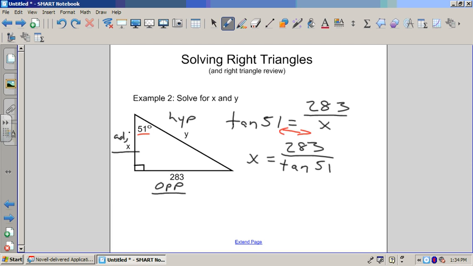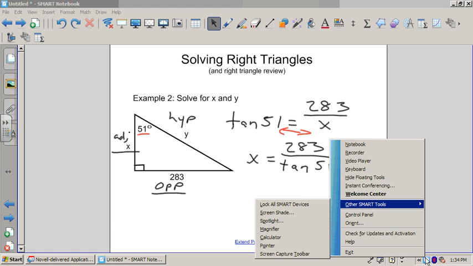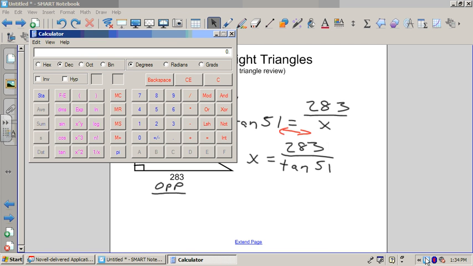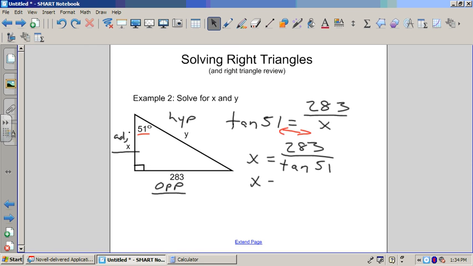Let's plug that in the calculator and see what happens. Oh, looks like I lost my calculator. Give me just a second here. All right, so I need 283 divided by the tangent of 51. And I get 229.2. x is approximately equal to 229.2. Believe it or not, that's an approximate sign right there.